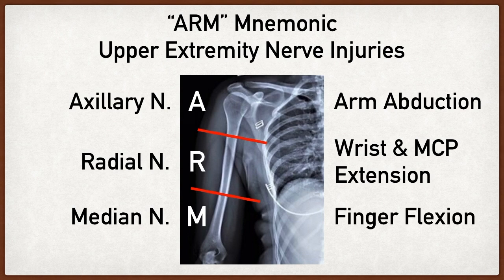There are also sensory components to these nerves as well. So the axillary nerve innervates the lower portion of the deltoid, the radial nerve innervates the posterior lateral portion of the hand, and the median nerve innervates the anterior lateral portion of the hand. These are just general descriptions of the motor and sensory components of the nerves. We'll go in more detail on this in future videos, but I did just want to briefly point it out.